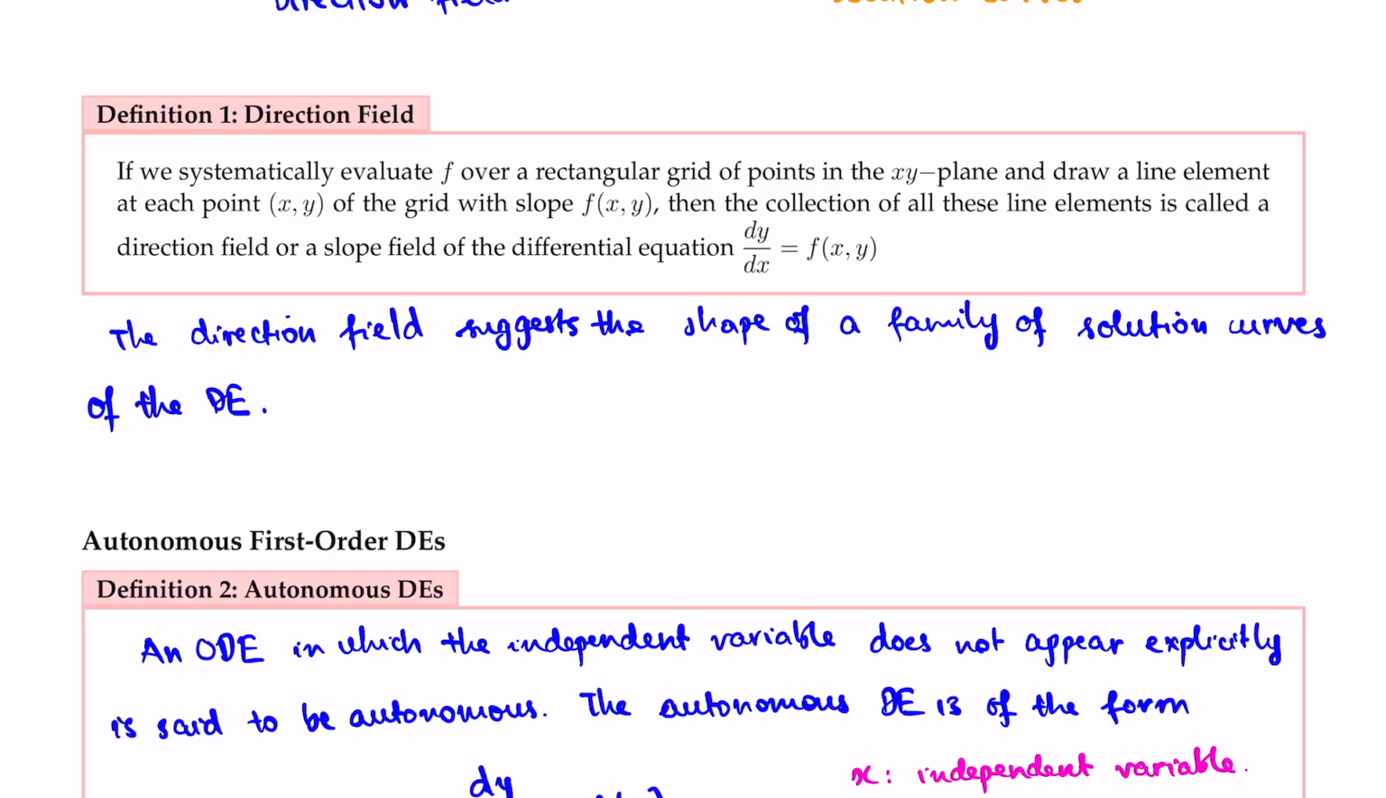So far, you have seen an example related to direction field and solution curves of differential equations. Now, for the definition of direction field, it is presented right here. It's a longer definition, but the idea is that the direction field suggests the shape of a family of solution curves of the differential equations that you're working with.